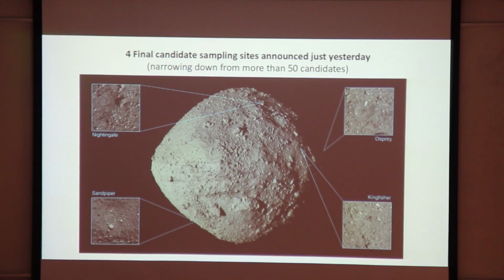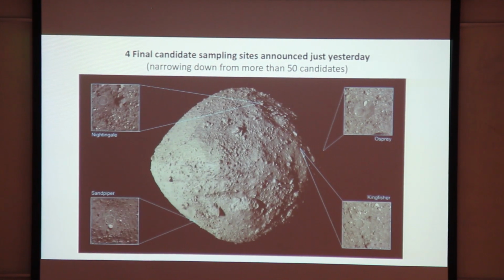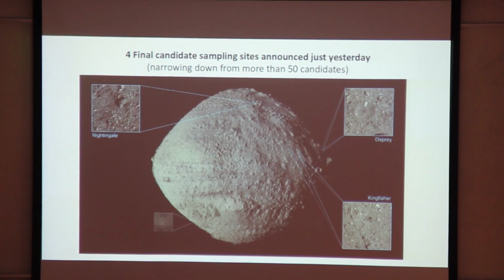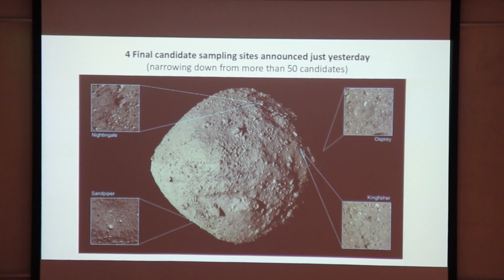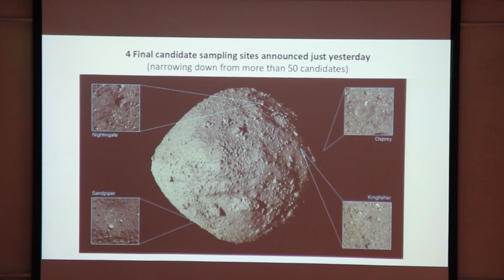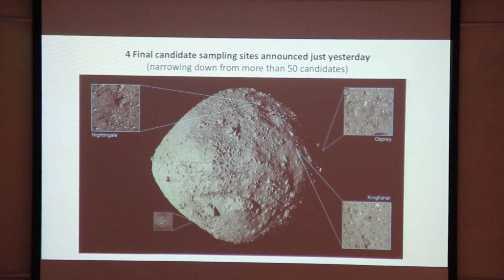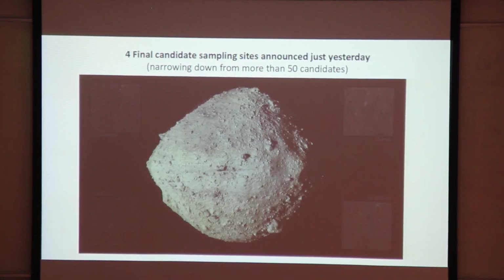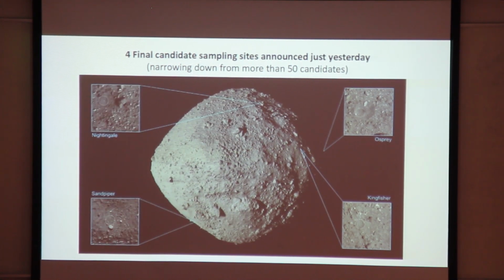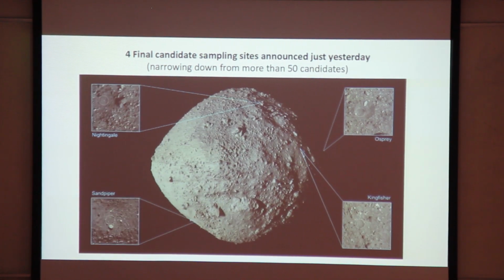And as of yesterday, the four final candidate sampling sites were announced. After a lot of investigation, first we had more than 50 of them. So we used this citizen scientist program in CosmoQuest to get people to look at the images and find potential areas that would be interesting for sampling. Also, most of these sites were characterized in the northern hemisphere of the asteroid. And then scientists and people in the mission were also looking at the images and trying to find areas of interest.